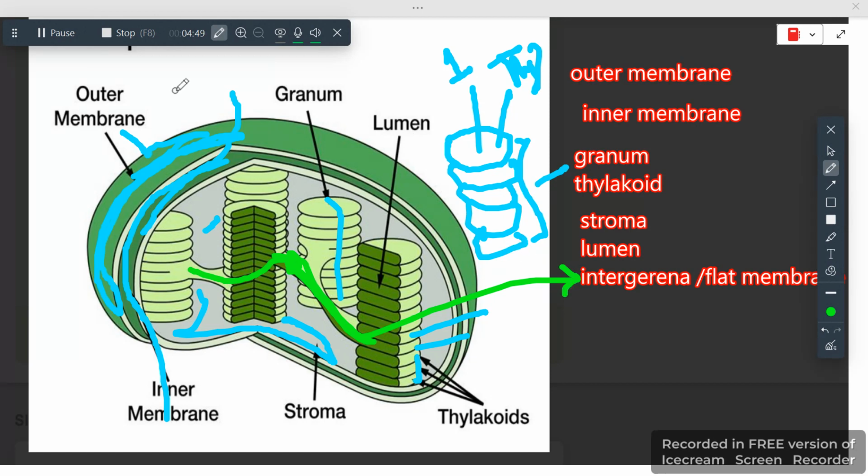Okay, then in their structure we have ribosomes. These would be ribosomes, which are 70S, just like prokaryotic ones, and we have DNA, which is double stranded and circular.